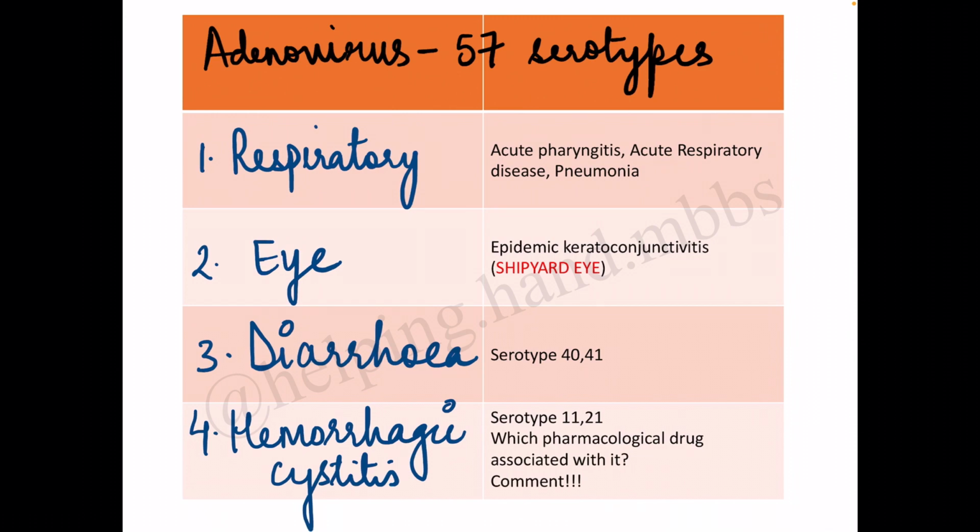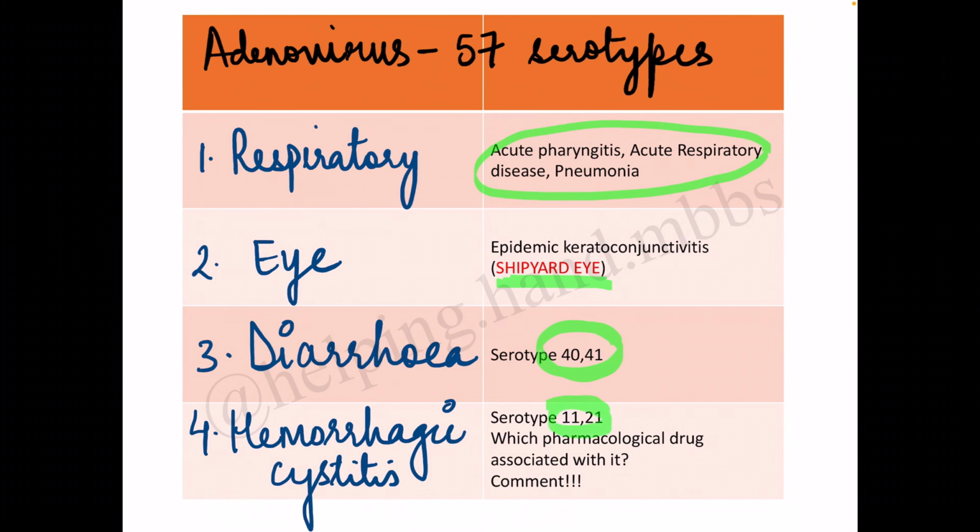In respiratory infections, it causes acute pharyngitis, acute respiratory disease and pneumonia. In eye infections, it causes epidemic keratoconjunctivitis, which is known as the shipyard eye. In diarrhea, you can remember the serotypes. There are 2 important serotypes, 40 and 41. In hemorrhagic cystitis, there are 2 important serotypes, 11 and 21.